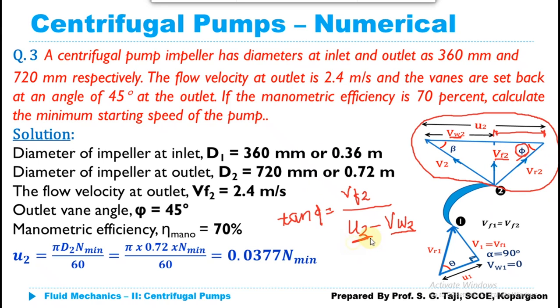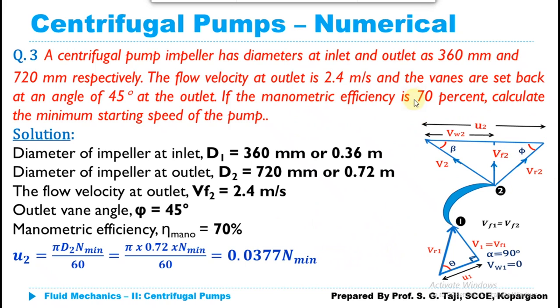While calculating U2 and VW2, of course we will need N, because U cannot be calculated without N. U is given by the expression pi D2 N divided by 60. So we replace this N with the minimum speed of the centrifugal pump, N minimum. Once you put this N minimum, calculate U2 and VW2 both in terms of N minimum, and simply put those values in the expression for the minimum starting speed, you will get the required answer. First, calculate U2 in terms of N minimum by putting in the value of D2. What we get here is 0.0377 N.